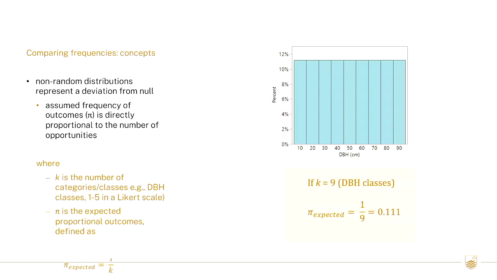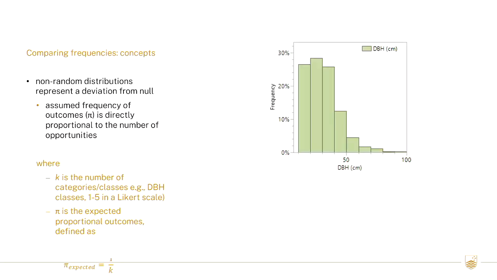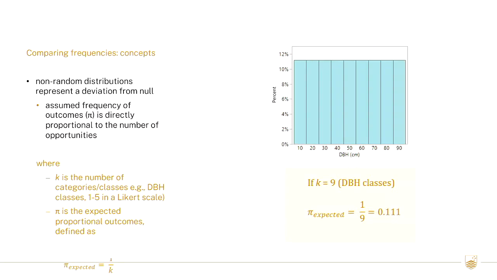And so our distribution, the distribution we assume looks like this rather than what we actually did observe. So we have our observation and our expectation. So we're back in observation expectation land again. So we have our expectations that if we have K equal 9 in terms of diameter classes, then we have an expected value of 1 on 9 or 0.11. So 11% of all of our diameter measurements should fall in each of these classes.